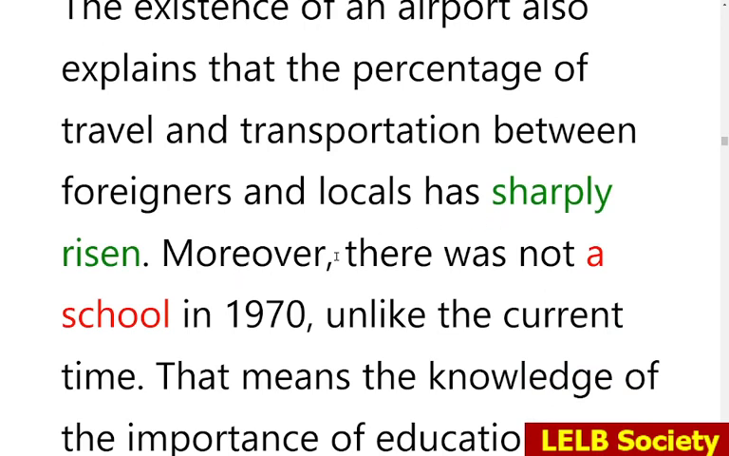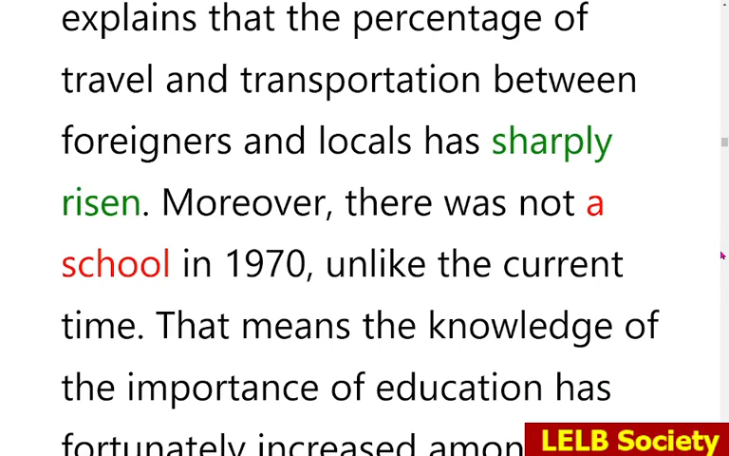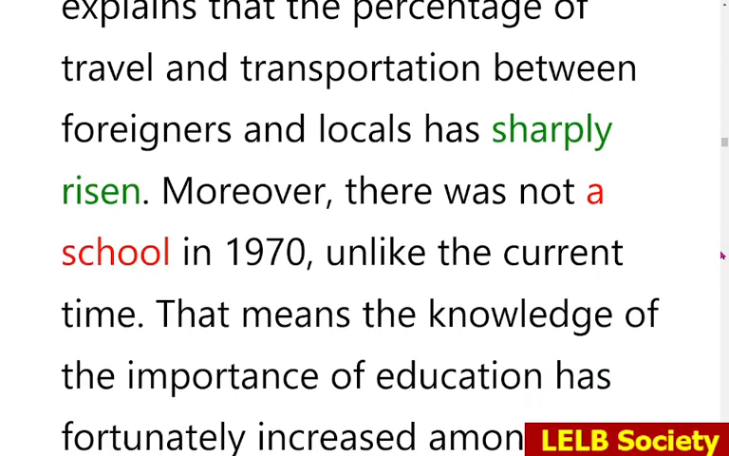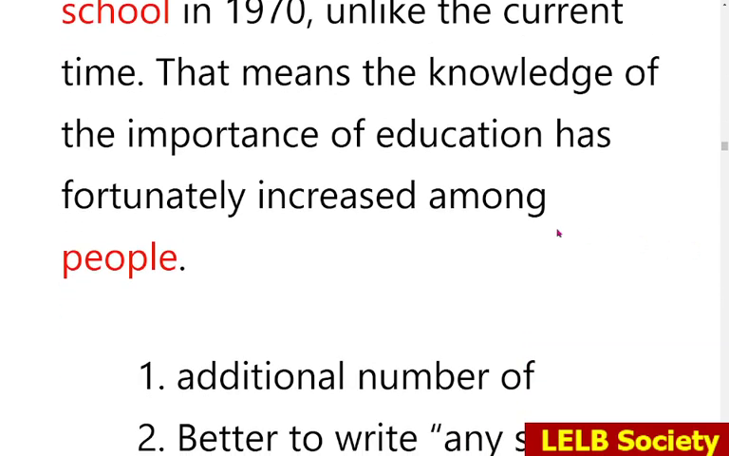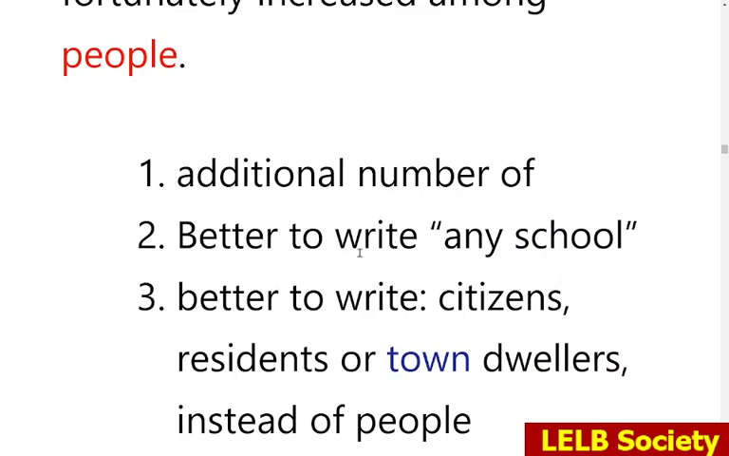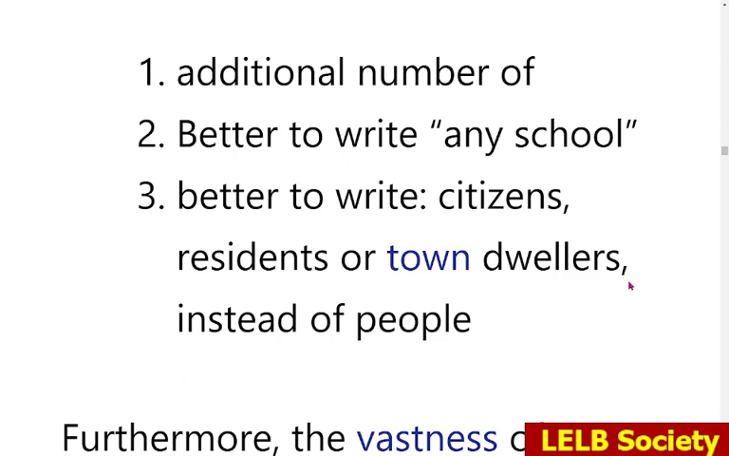Moreover, there was not a school, it's better to say any school, in order to emphasize it in 1970, unlike the current time. That means the knowledge of the importance of education has fortunately increased among people, especially among town dwellers or residents or citizens. Additional number of, as I explained before, better to say any school and better to write citizens, residents, or town dwellers instead of people.